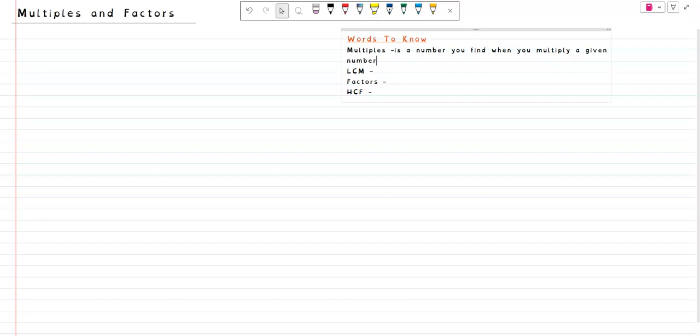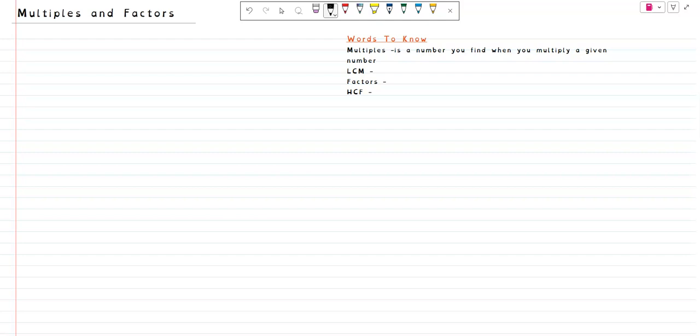So the first thing that we need to understand is certain types of words. The first word that we need to understand is, what is a multiple? A multiple is a number you find when you multiply a given number. So let's look at an example.